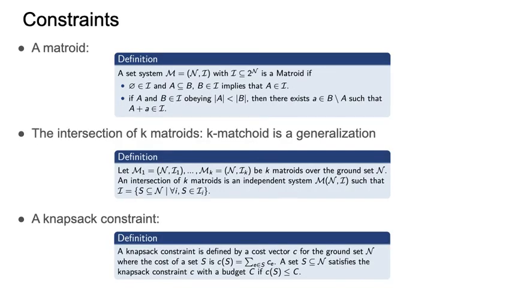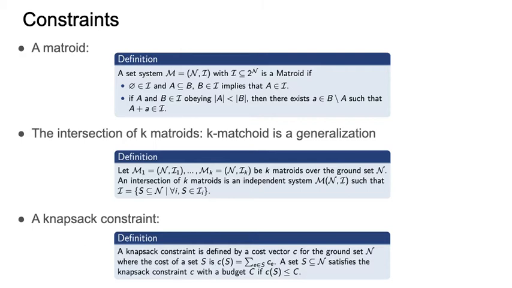Let's first briefly define the constraints we consider in this paper. A matroid is an independent set system over ground set N, where for any two independent sets A and B such that the size of A is smaller than B, there exists an element in B minus A such that the union of that element with A is still an independent set. Given k matroids over ground set N, the intersection of these k matroids is simply the intersection of the independent sets in all these k matroids. K-matroid is a generalization of k matroids, where you can find the definition in the main paper.